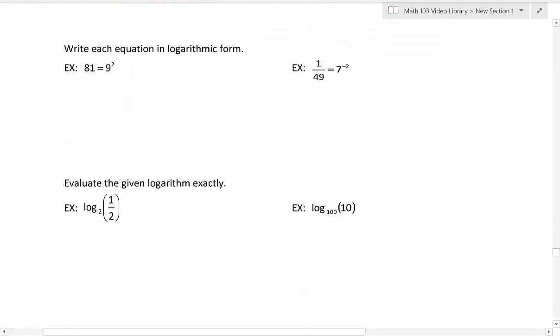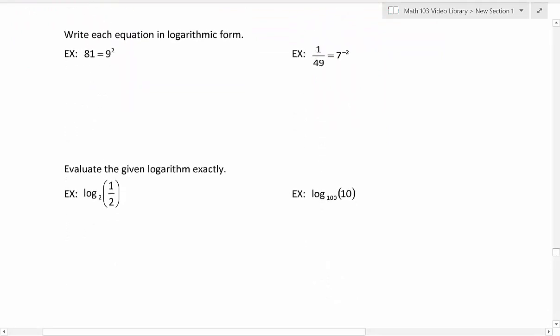Now let's go the other direction. 81 is equal to 9 to the second power. Remember that the exponential base and the logarithmic base are always the same number. Our base in this example is 9 because that's what's being raised to a power. So we're going to have log base 9 of 81 is equal to 2. Personally, I'm more comfortable going from log form to exponential form, so I always double check it with my little circle method. So 9 raised to the second power is equal to 81.